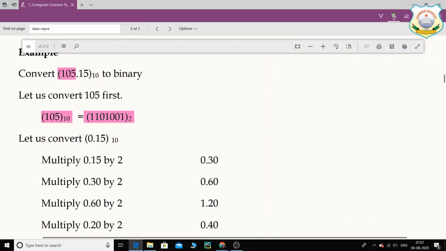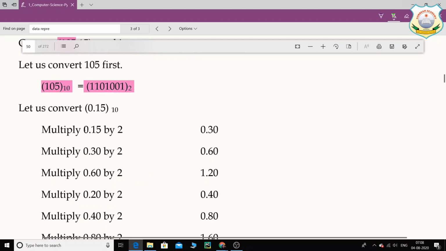And then for the fractional part, that is 0.15, what we are supposed to do is we are going to multiply the fractional value, keep on multiplying it by 2. You can go till step 6 unless and until you are actually getting 0. Okay, you can take till 6 steps because the steps will be quite long. So you can go till 6 steps.